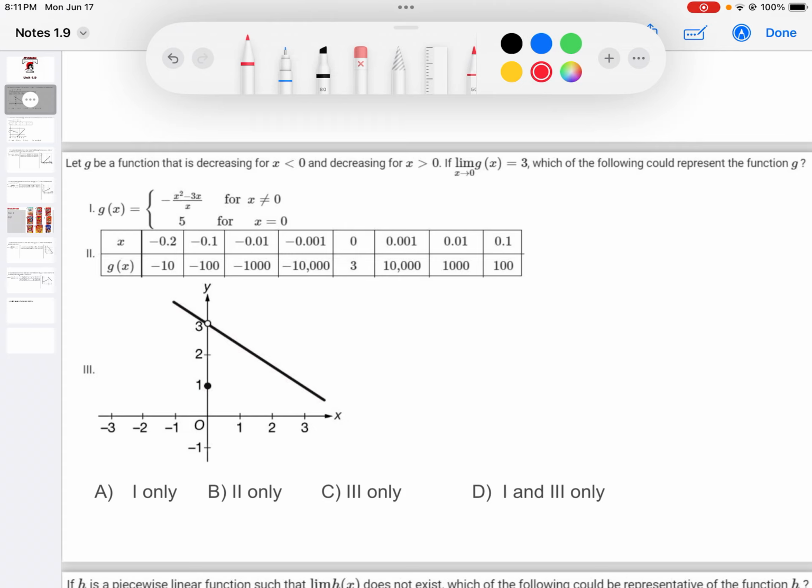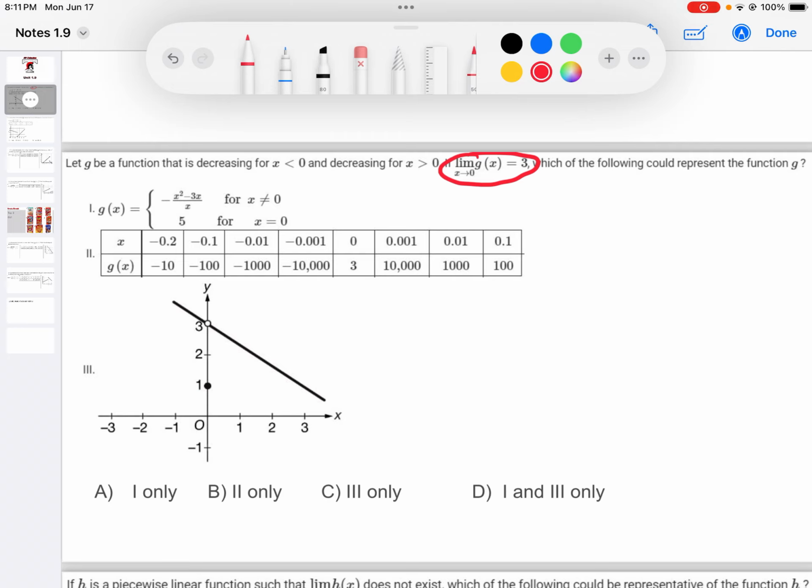But let's get started. It says, let g be a function that is decreasing for x less than 0, and decreasing for x greater than 0. If the limit of g of x as x approaches 0 is 3, which of the following could represent the function g? All right, so I'm not real sure what that looks like, if it's decreasing or not. But let's just mainly focus on the limit being 3.